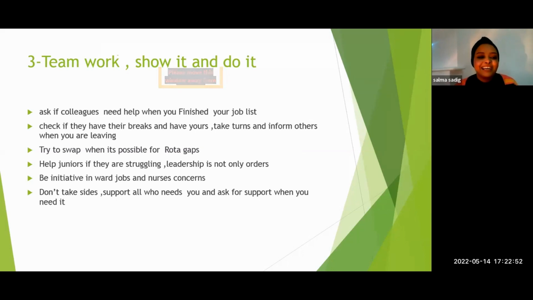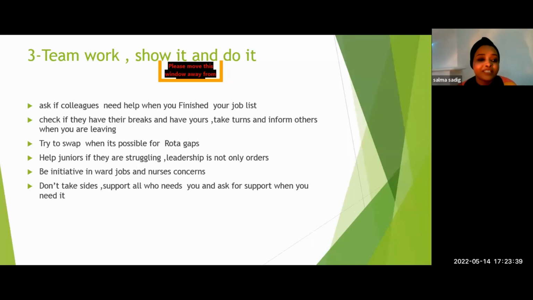It is very easy in a busy day, when you finish your job list, just to set aside, maybe opening the phone, going through WhatsApp or Facebook. I know it is very easy to do that, but remember, this lecture is all about setting your first impression and fitting into a new environment. So ask others. If you finish early, ask others and be proactive. Are you okay with your jobs? Is there anything you want me to help with? Check if they have had their breaks, and have yours. That's very important. Take turns in going for lunch.